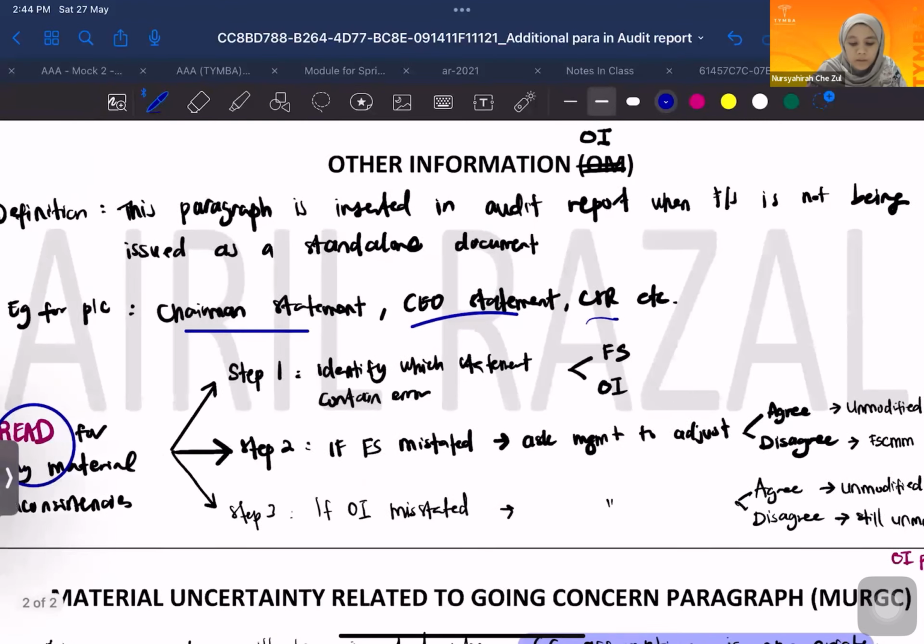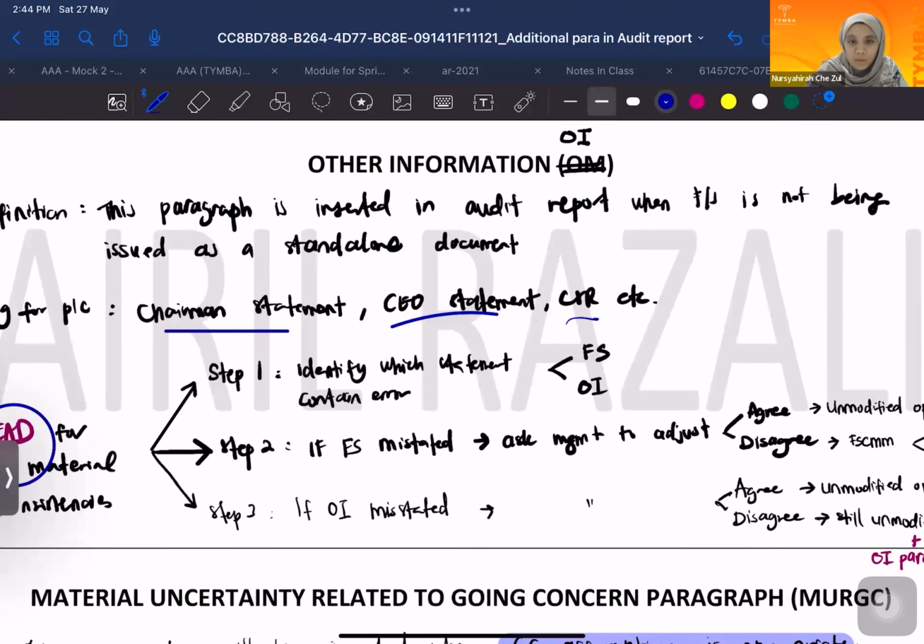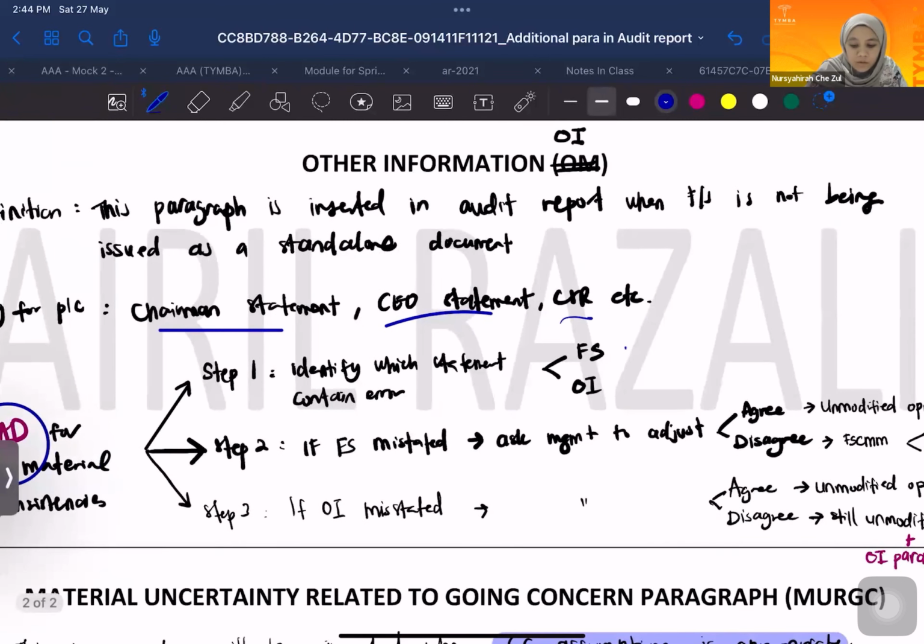So step 1, if you found inconsistencies, what will you do? Identify which statement contains the error. If the FS contains an error, then you should straight away refer to the FSEMM chart, the audit report chart. Of course, if we notice that the FS contains an error, then we are going to ask our client to adjust first. If they are not going to adjust, then only we are going to issue a qualified opinion. Now, however, there's also the possibility that the OI contains an error. The FS is accurate, but the OI contains an error.